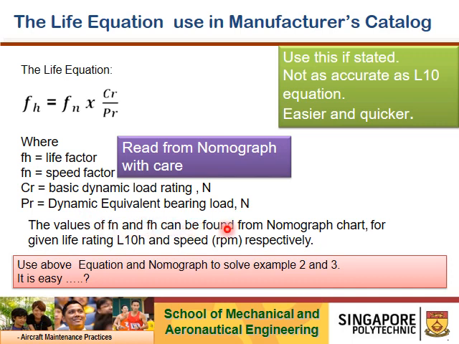The value of Fn and Fh can be found from the nomograph chart, which refers to the appendix, for a given life rating of L10H. You need to be given the hours and the speed. After you complete this example, you can go back to example 2 and 3 questions to use the nomograph to obtain the CR and see whether it's easier and faster.